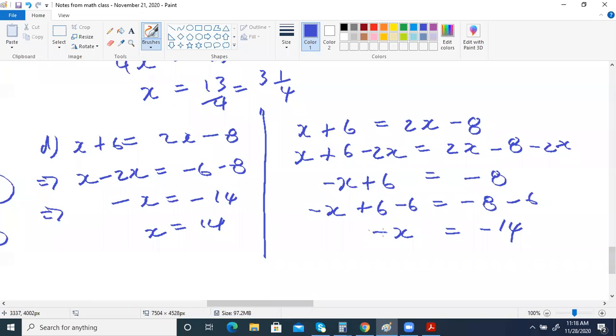Then, of course, I can multiply both sides by -1. Or if you want, I can show it like this. And I get x is equal to 14. Make sense? Yes, sir. All right.